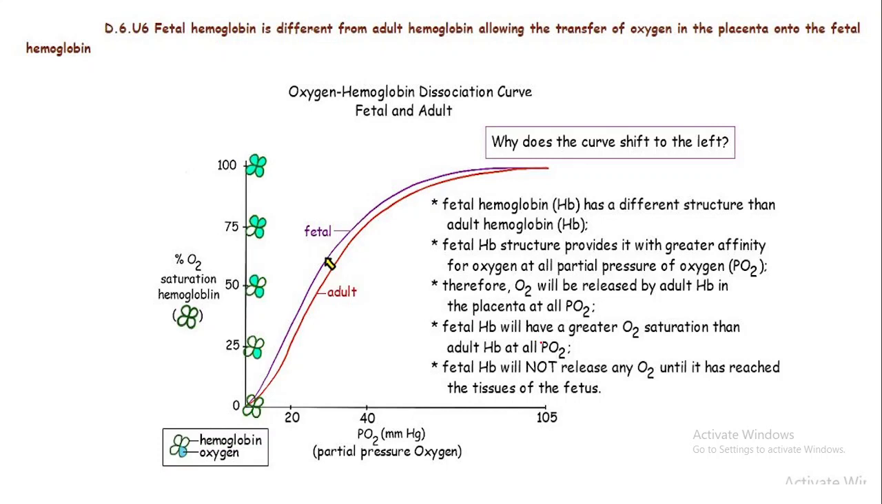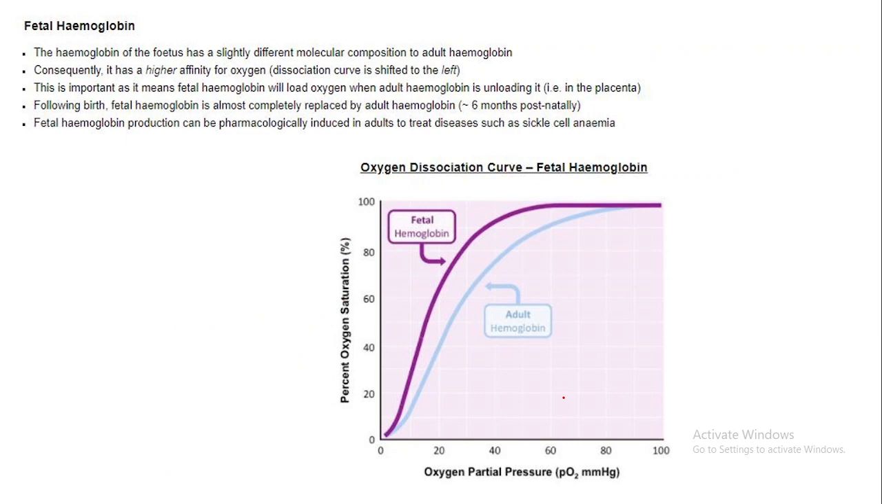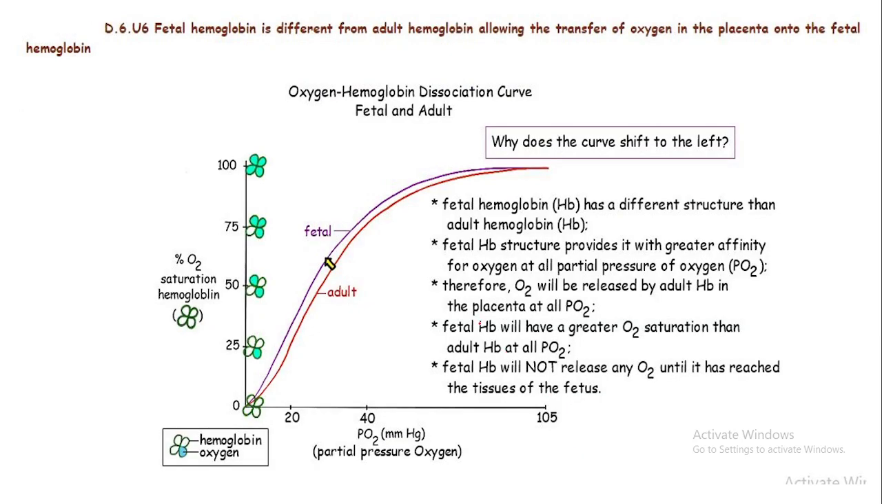Okay, finally, whatever CO2 is given, that is on the way. Oxygen, when it is reaching the lungs, the point I want to tell here is fetal hemoglobin will not release any oxygen until it has reached the tissues of the fetus. You can just see this image here. The adult saturation and fetal saturation are a little different, there is a shift in it.